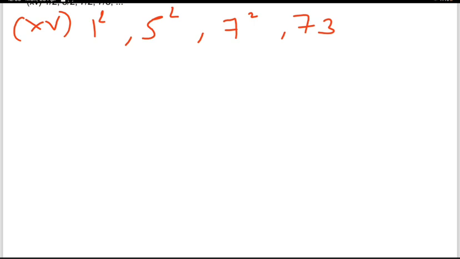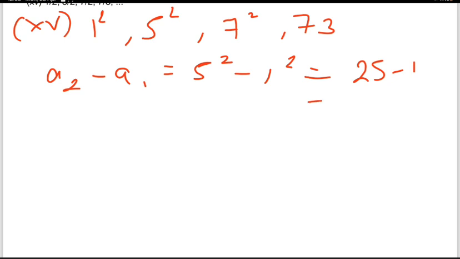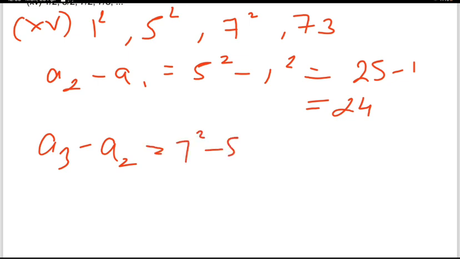So this is your 15th question, that is the last question of this exercise. So firstly we need to find the common difference, that is a2 minus a1, that is 5 square minus 1 square. So 5 square is 25 and 1 square is 1, so this is 24. So again a3 minus a2 is 7 square minus 5 square. The 7 square is 49. 49 minus 25, that is 24.